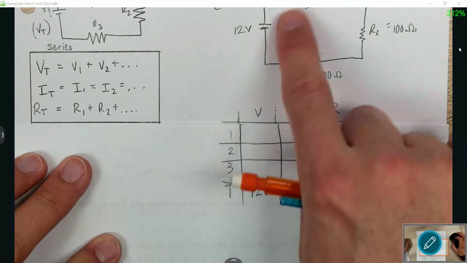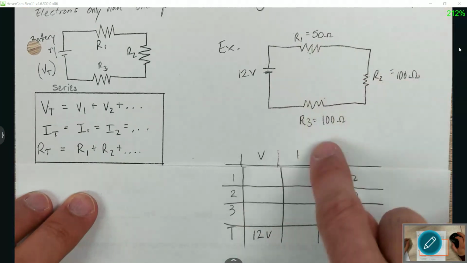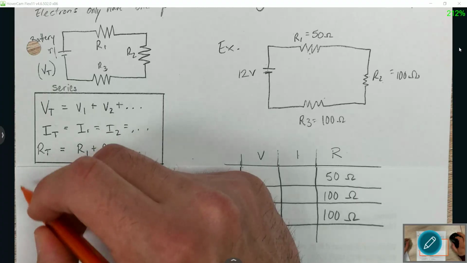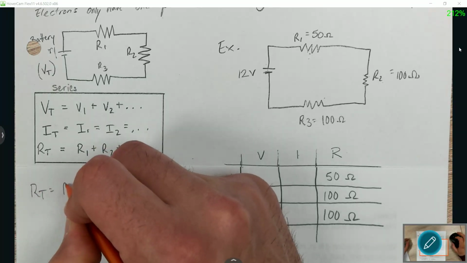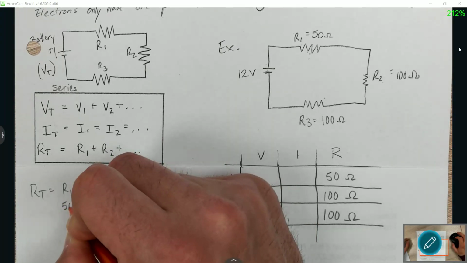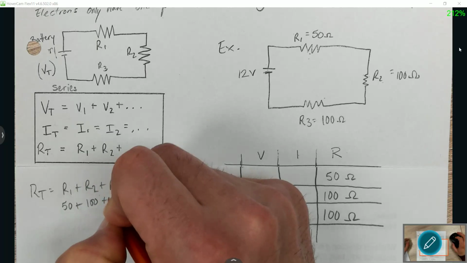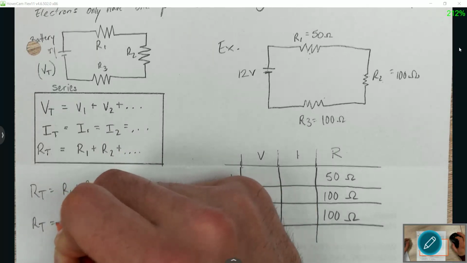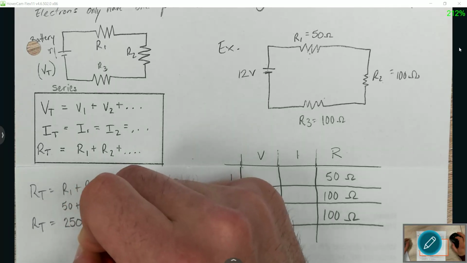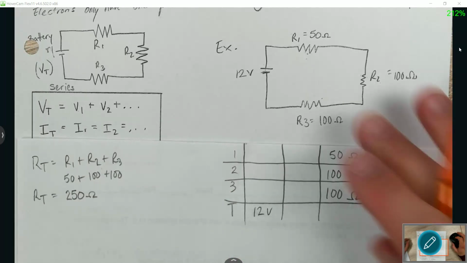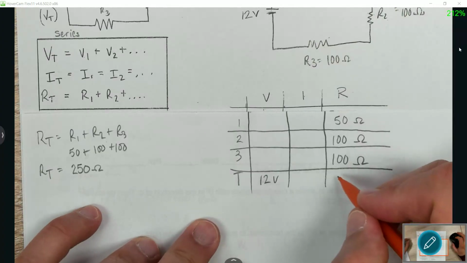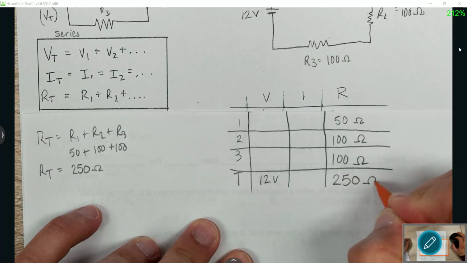So what do we do? Well, let's see. Do we have all the resistors given to us? We have 50, 100, 100. Yes, so because we have all of them, the total resistance is equal to R1 plus R2 plus R3, which is 50 plus 100 plus 100. So your total resistance would be what? 250. So we have 250 ohms. Now we can add that here. I'm going to highlight in yellow the ones that we had to solve for.